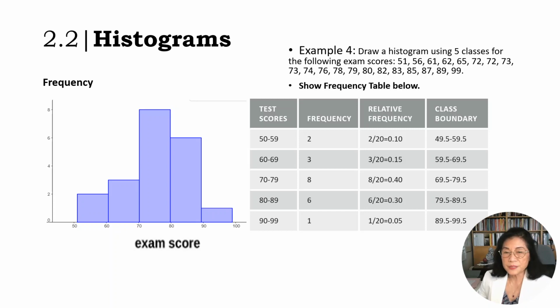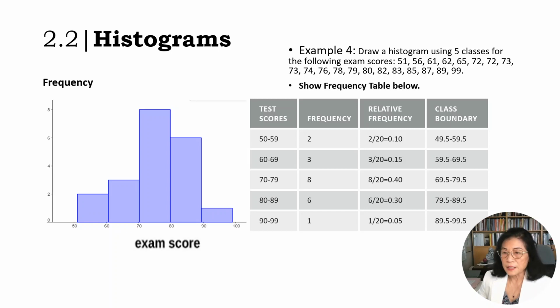Then relative frequency, just take each frequency divided by the total number of the frequency. And the total number of the students here, we have 20. So 2 divided by 20 gives 0.1.